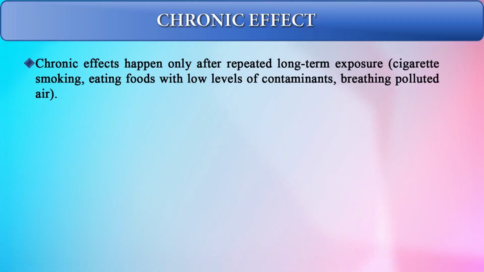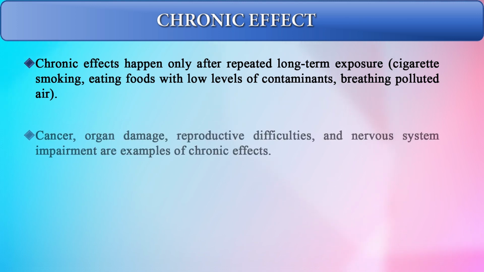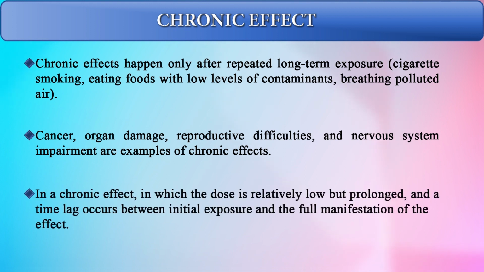The second type of effect is chronic effect. Chronic effects happen only after repeated long-term exposure. For example, cigarette smoking, eating foods with low levels of contaminants, breathing polluted air, etc. Cancer, organ damage, reproductive difficulties and nervous system impairment are examples of chronic effects. In a chronic effect the dose is relatively low but prolonged, and a time lag occurs between initial exposure and the full manifestation of the effect.